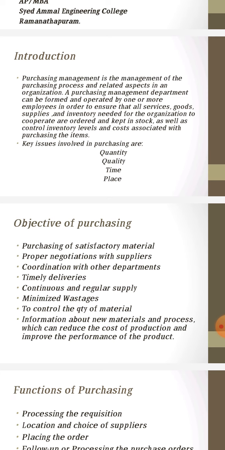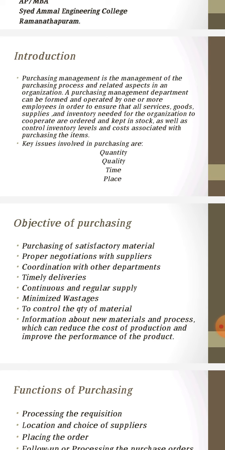By keeping the relationship in a good manner, any conflict will not arise. If conflict does not arise, we can get the materials fluently and continuously from the suppliers. Next, coordination with other departments. We should have coordination among the other departments in the organization. Time delivery is nothing but whether we are getting our materials on time or not. That is said to be time delivery.